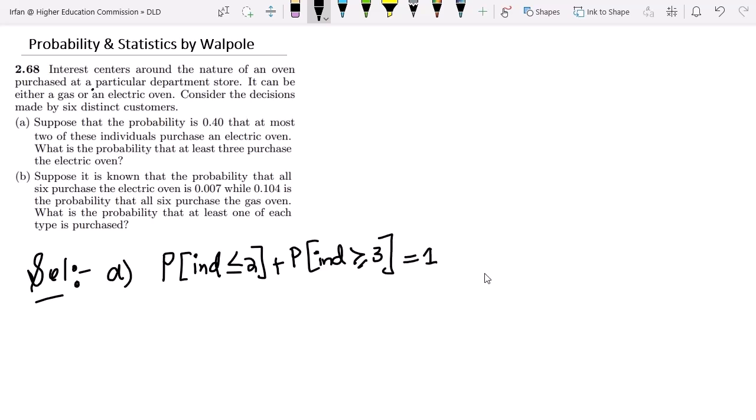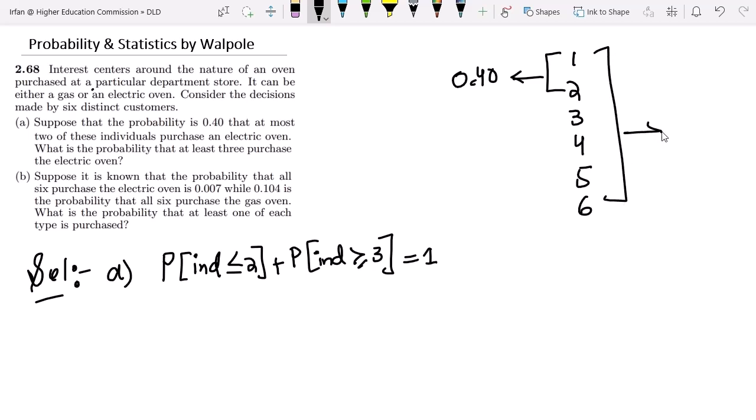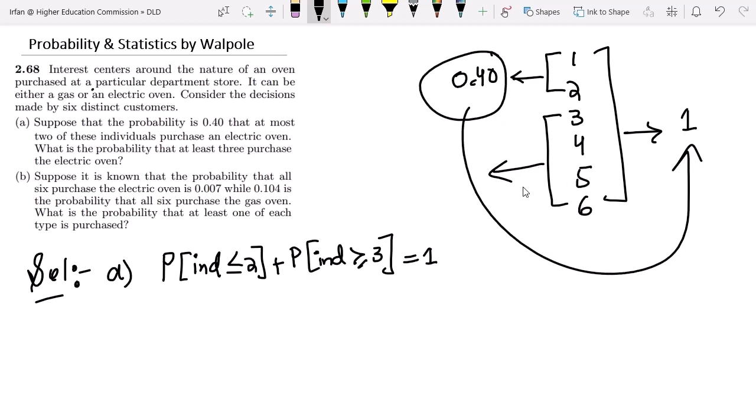So this is equal to 1. This must be the sum, it must be 1. Why? Because we have here 1, 2, 3, 4, 5, 6 customers, and here we know that the probability is 0.4 that at most 2 of these individuals purchase an electric one. So at most 2, this is the probability 0.40, while the probability of the total is 1. So how can we find this one? We can find it by subtracting this one from this one, and so we would get this one.